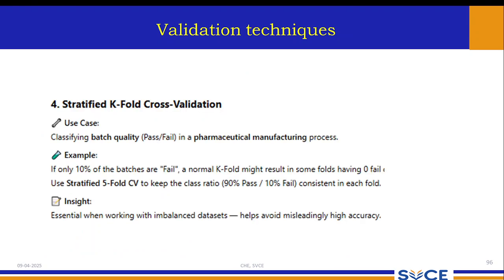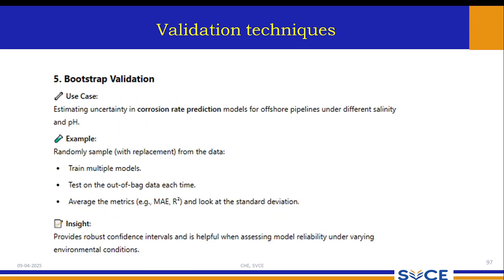And stratified k-fold cross validation. If only 10% of the batches are failed, a normal k-fold might result in some folds having zero failures. So that is the main advantage, especially when working with an imbalanced data set. Whereas bootstrap validation provides robust confidence intervals and is helpful in assessing model reliability under varying environmental conditions. So this will give you confidence intervals, and that is very important.